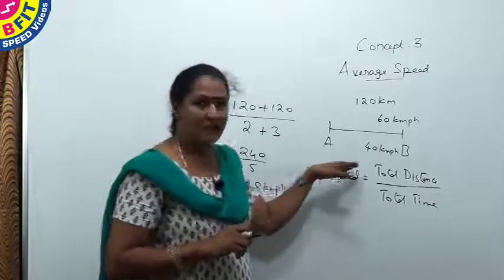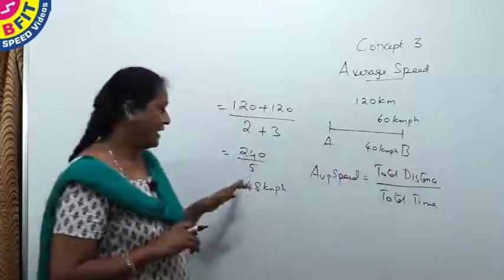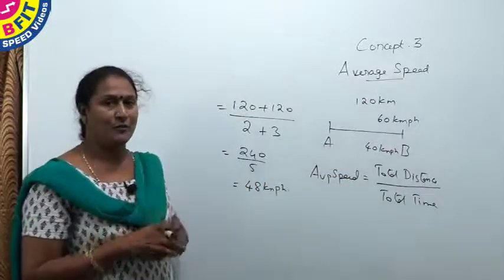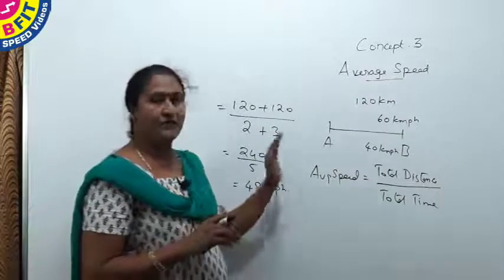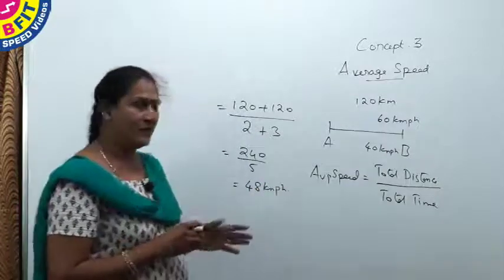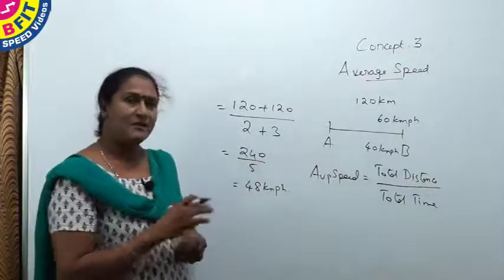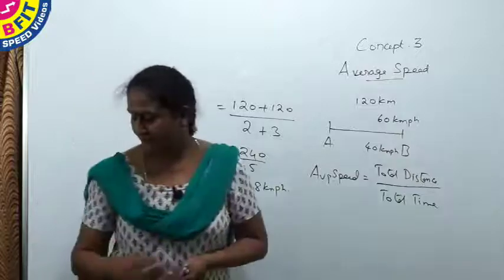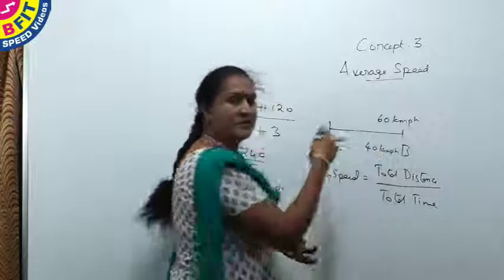Here we have calculated the total distance, and dividing by the total time, we get average speed as 48 km per hour. So please note that don't find the average of the given speeds, but average speed is total distance by total time taken. Suppose in this question, say it is given that the distance is not given.